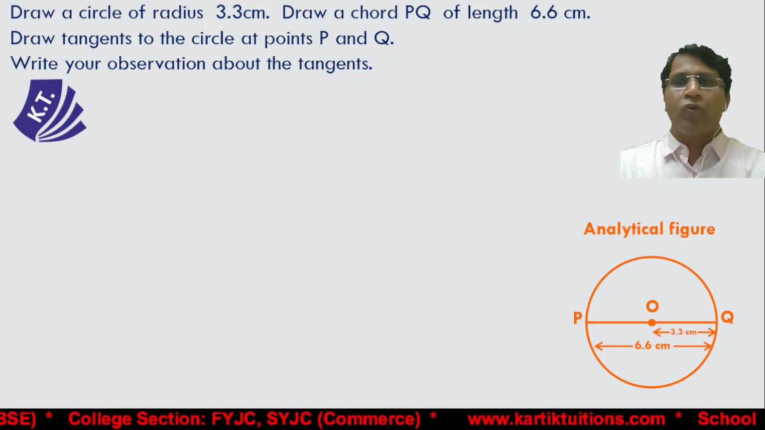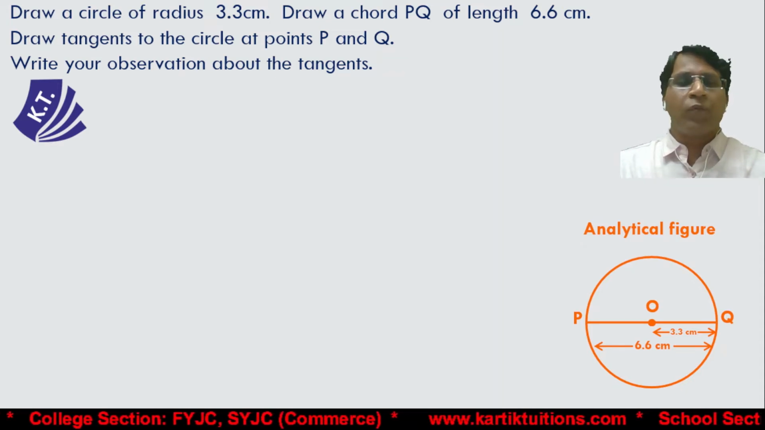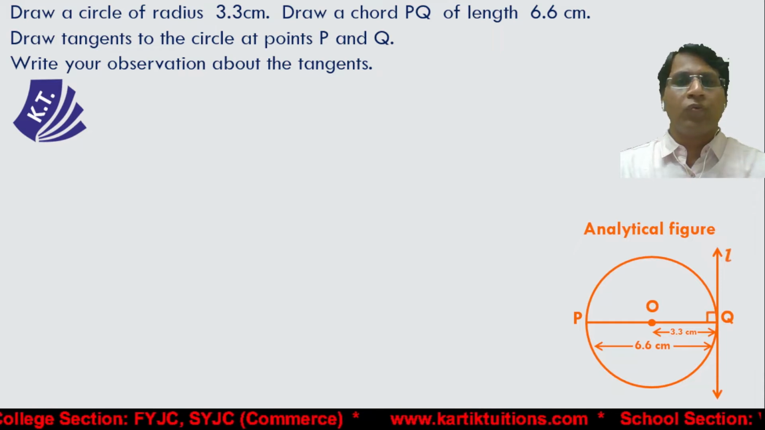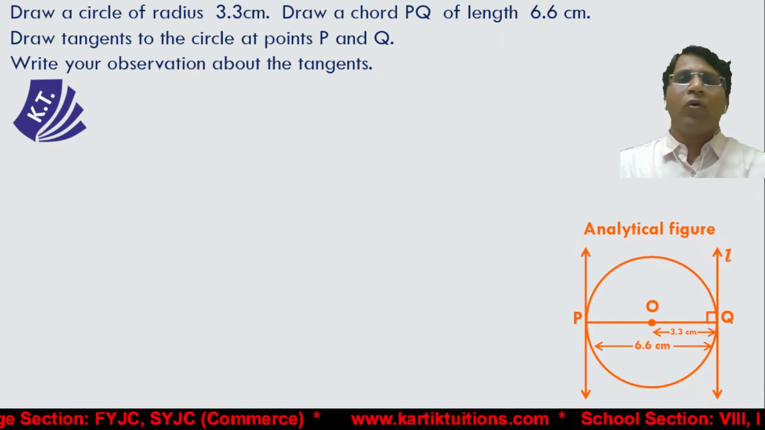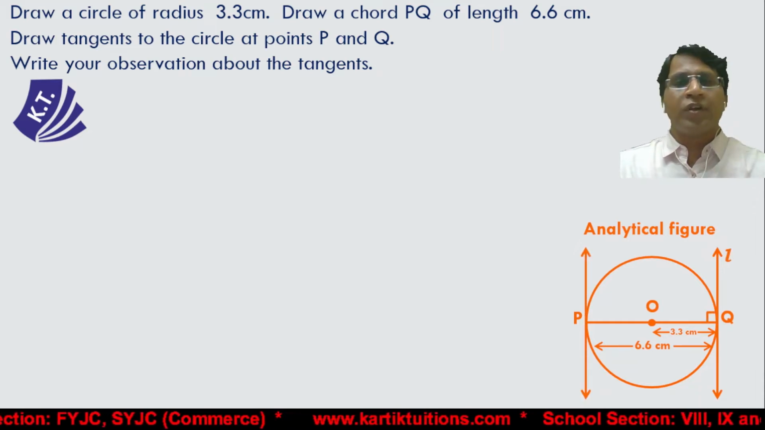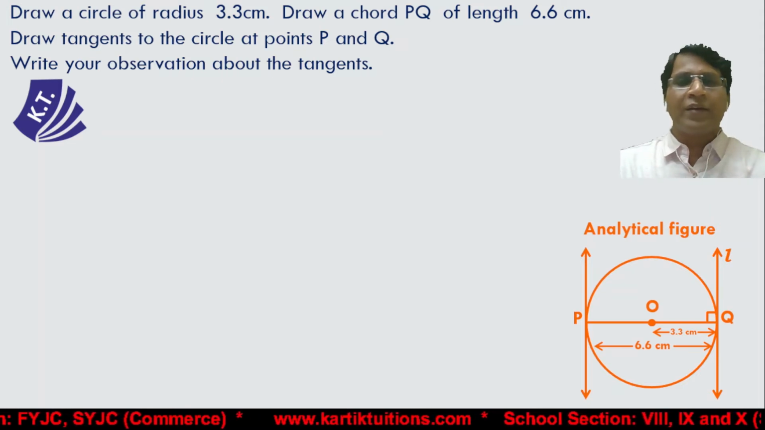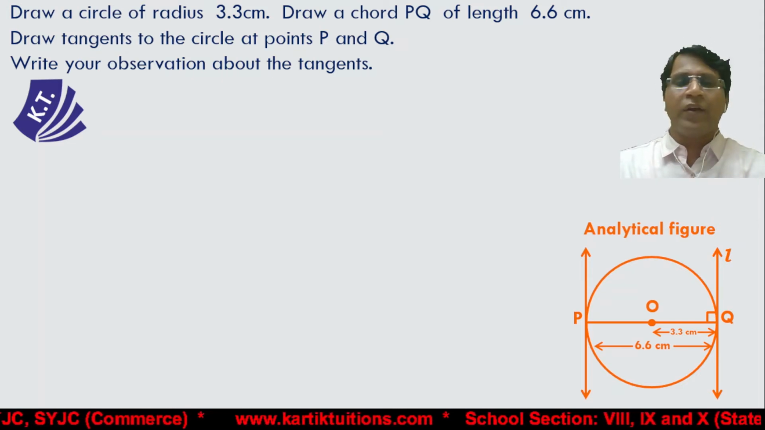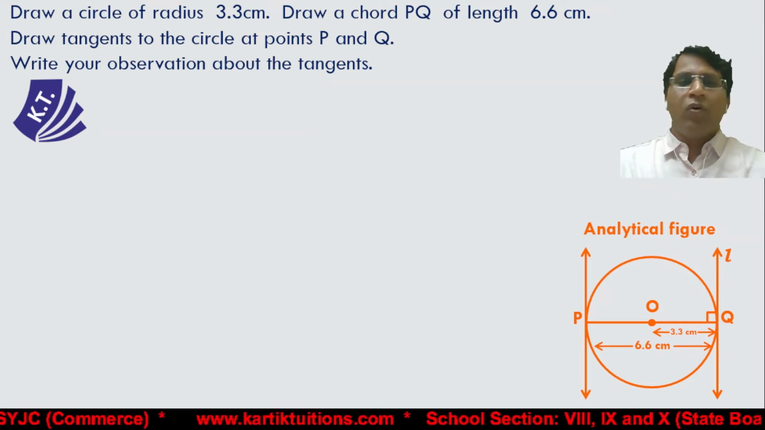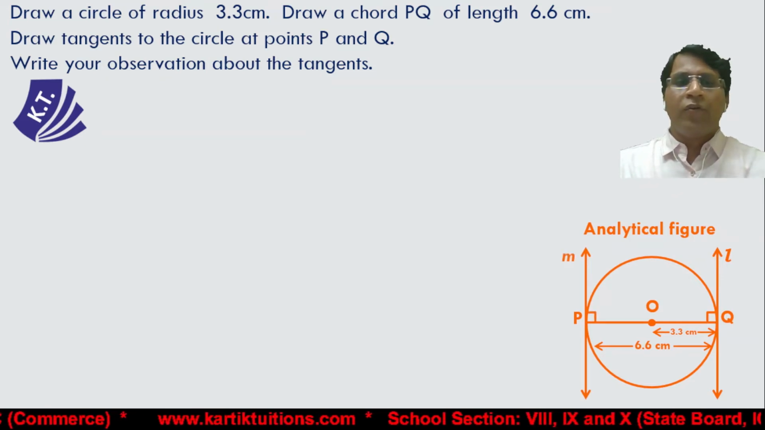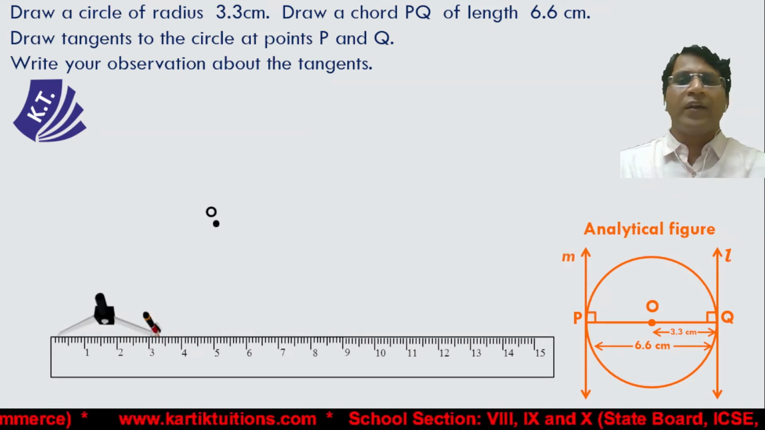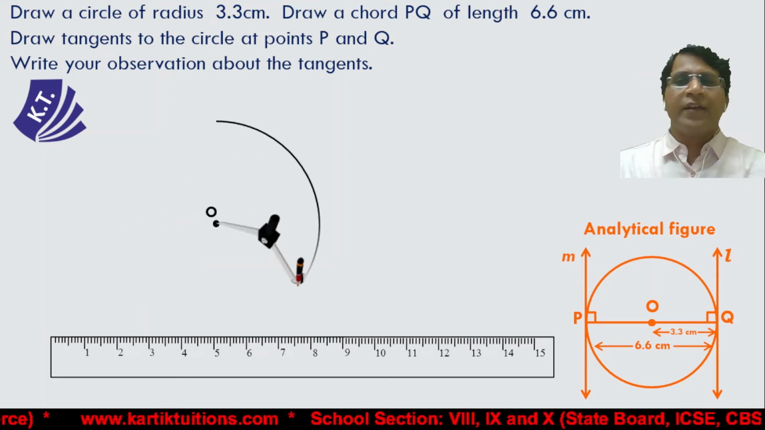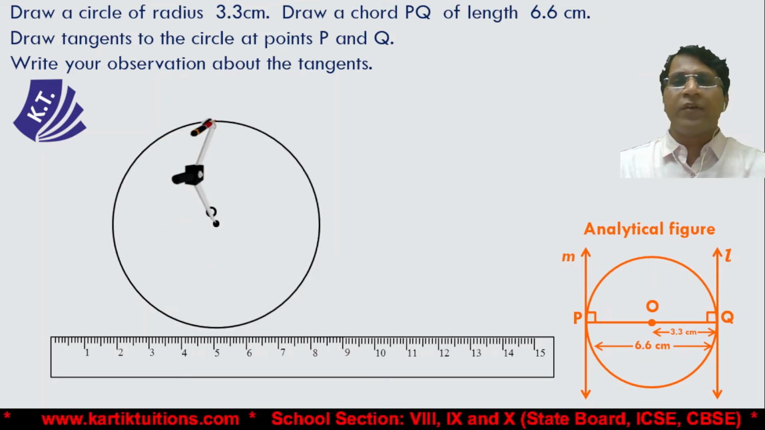They want us to draw the tangents to the circle at points P and Q, and they also want us to write the observation about the tangents. Now that comes in the later part. So let's start with the fair figure. First, with O as the center, we will draw a circle of radius 3.3 centimeter. That is our step 1.